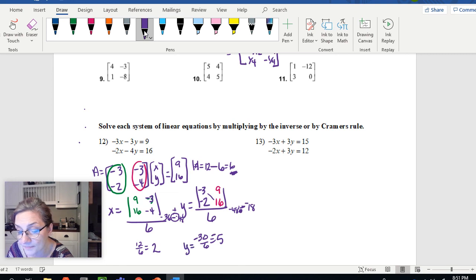So here's your y. Here's your x. This is the way I like to do it. You could have done the other method, but I'm going to stop for now. All right.